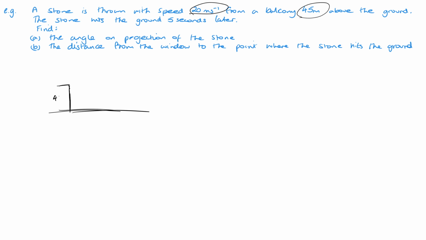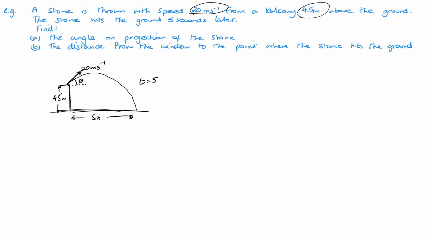So we've got this at 45 meters above the ground. I'm going to assume it's going to go up and down, and I'm going to measure that as my angle. And this is going to be 20 meters per second. This for later on will be our horizontal distance, and our time is 5.